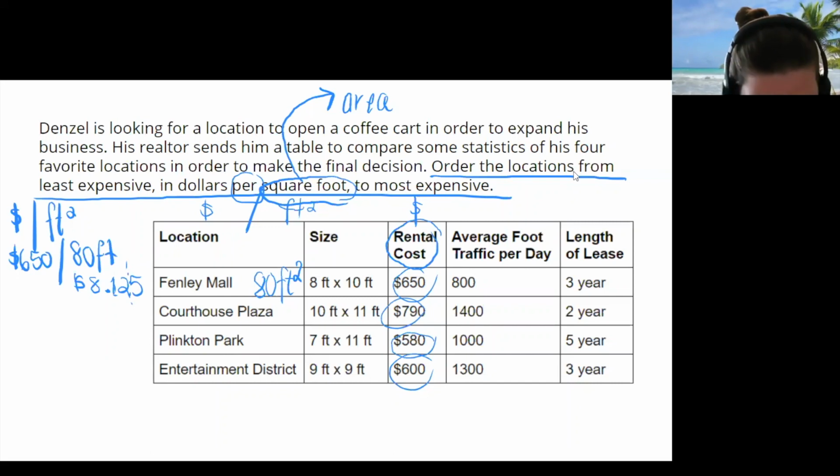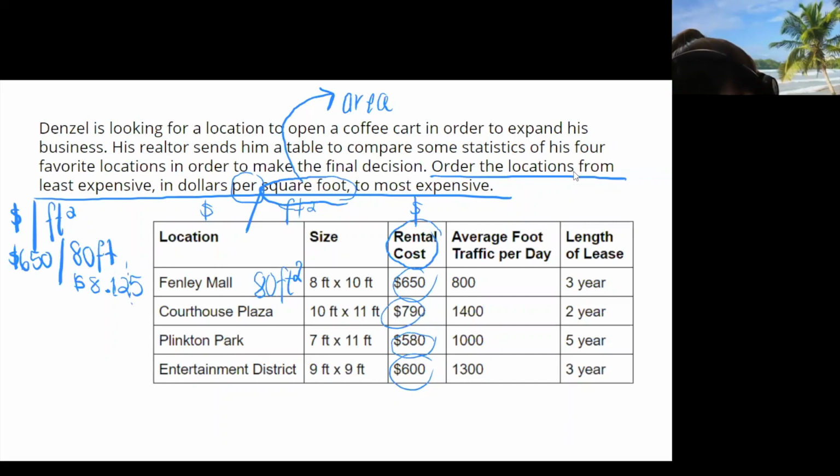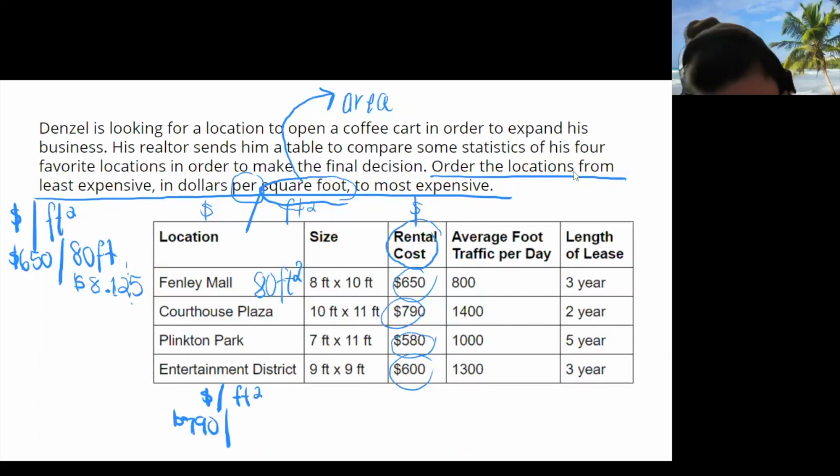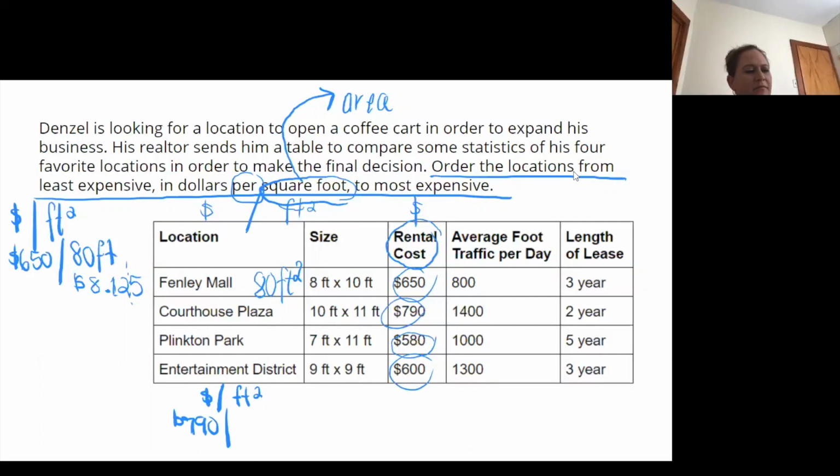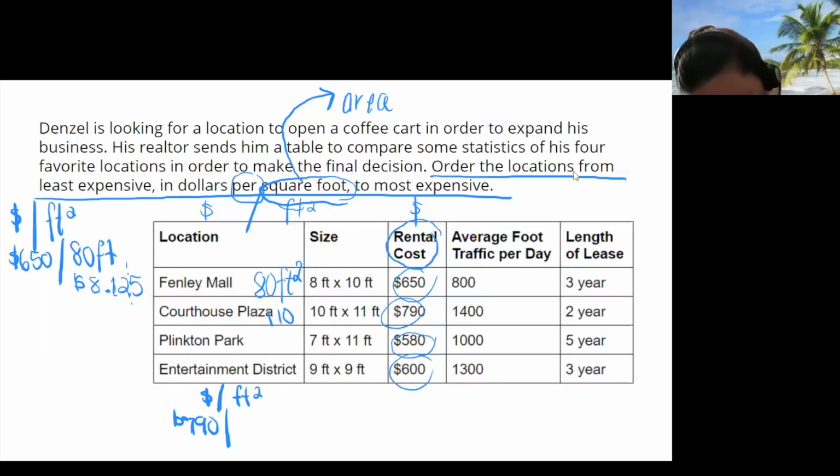Okay, cool. Now let's look at that courthouse plaza, you guys. How could I figure out its dollars per square foot? Again, I'm just going to keep writing it down to slam it home for you guys. Dollars per square foot means take the dollars and divide by the square feet. So I know the dollars, it's 790, but I need to per it, divided by the square feet. How many square feet is that location? 110. 10 times 11 feet is 110 square feet. I'll divide by 110 this time. Ooh, that's gross. I'll round it. It's about $7.18 per square foot.